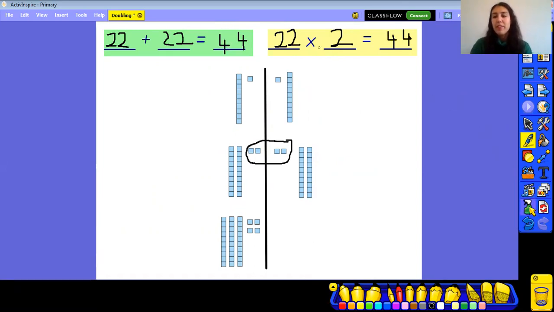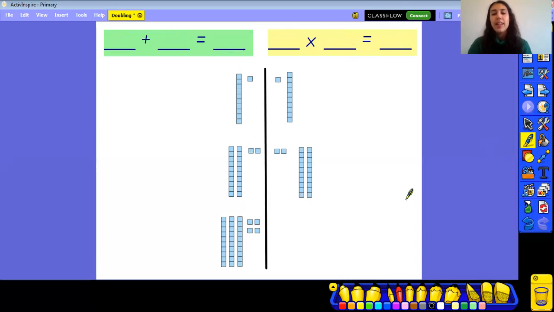Have a go at pausing the video and calculating the last number doubled by using your partitioning skills. Lovely. Have you written that as an addition and a multiplication question as well? If not, you need a bit more time, so keep the video paused. And now we'll go through the answers.